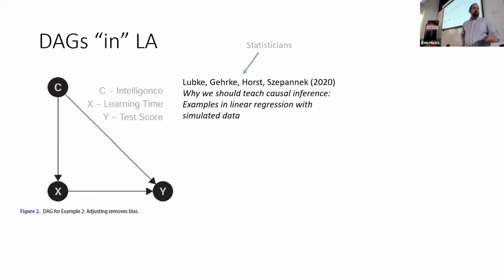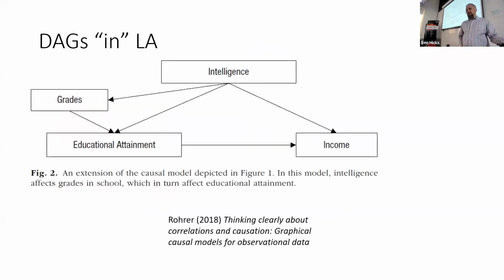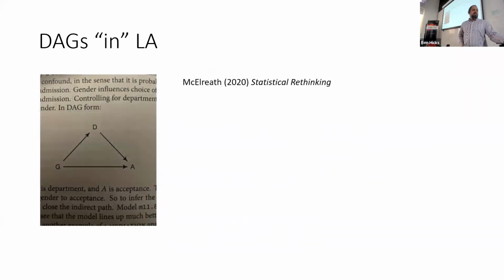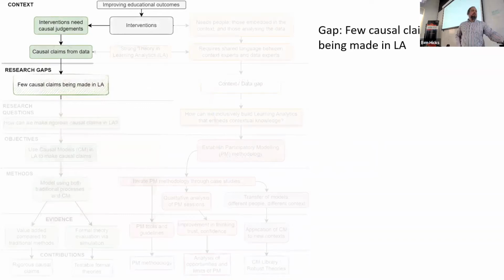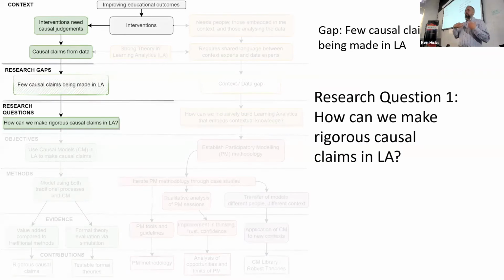So here's one that's using an educational example from some statisticians arguing for graded distances. Here's another educational example, but from a personality psychologist. And then there's another one, this is the Berkeley admissions paradox, which is an educational example from an evolutionary anthropologist. Now, that leads me to my first gap, that there are few of these claims being made. My question to interrogate that is, how can we better make rigorous causal claims?